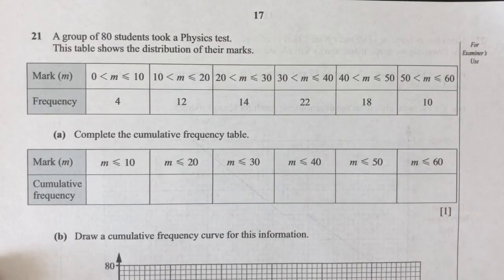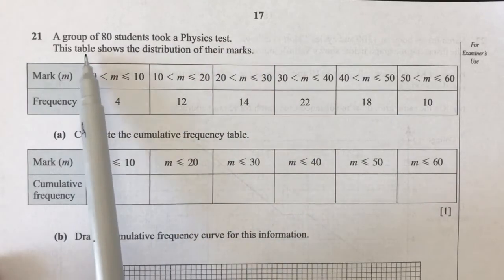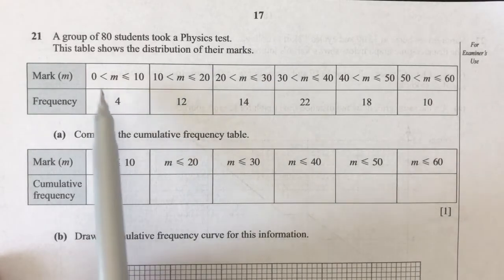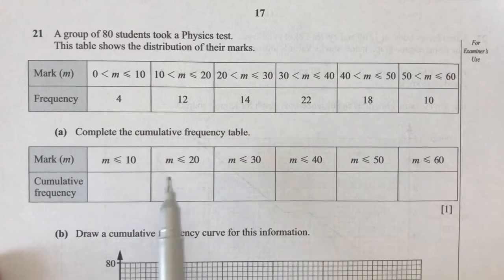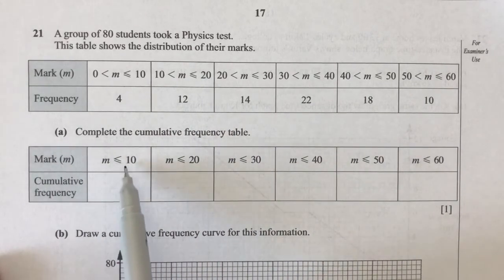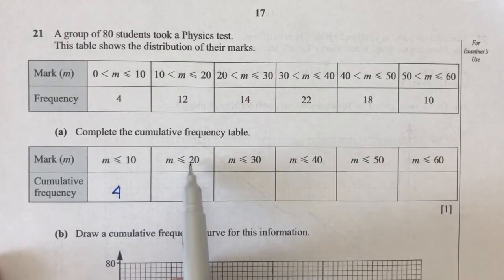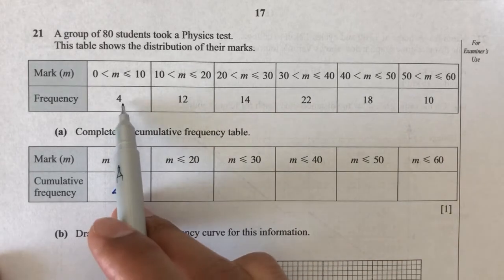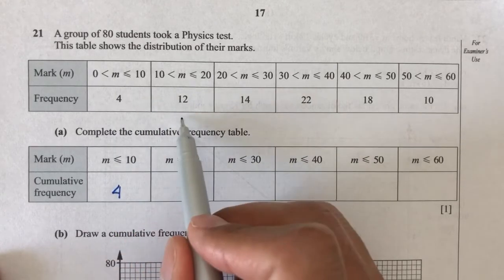Question number 21. A group of 80 students took a physics test. This table shows the distribution of their marks. Mark and frequency are the groups and the frequencies. Pretty easy. Part A. Complete the cumulative frequency table. For the first one, less than or equal to 10 will be 4. This one we have to add those two. 12 plus 4 is 16.